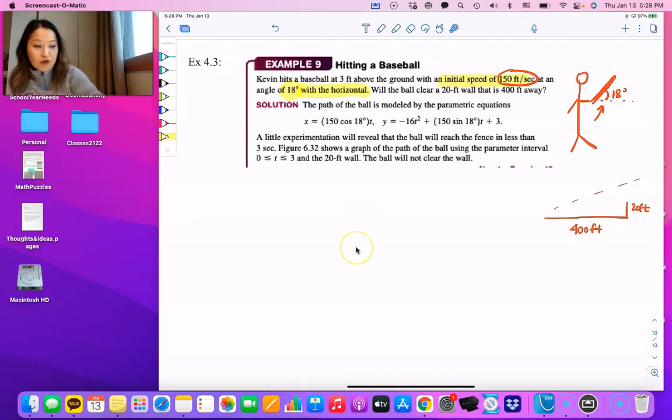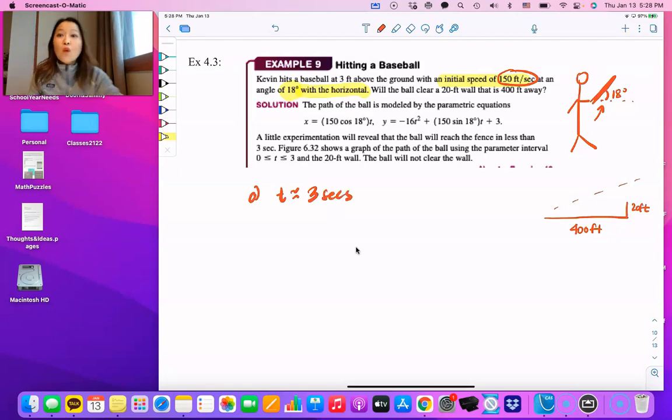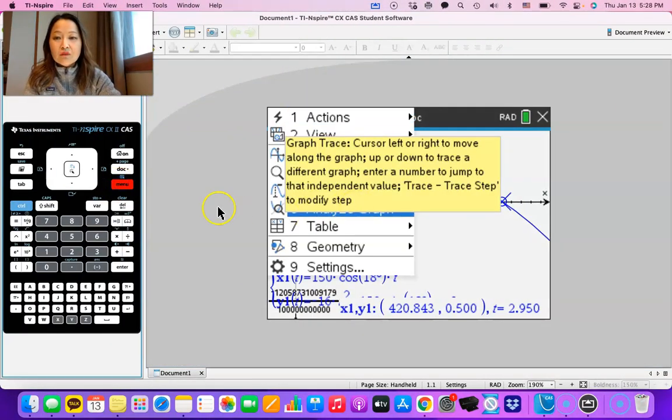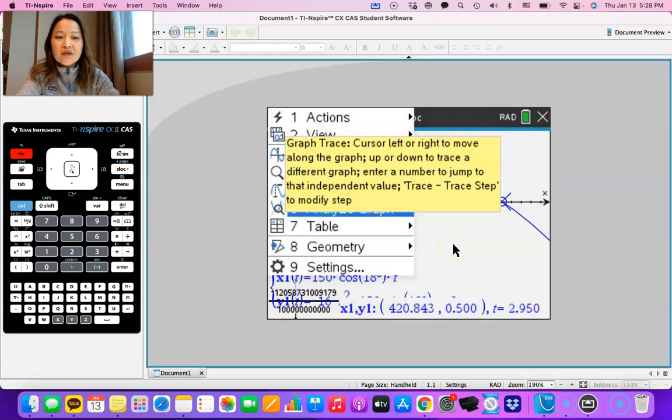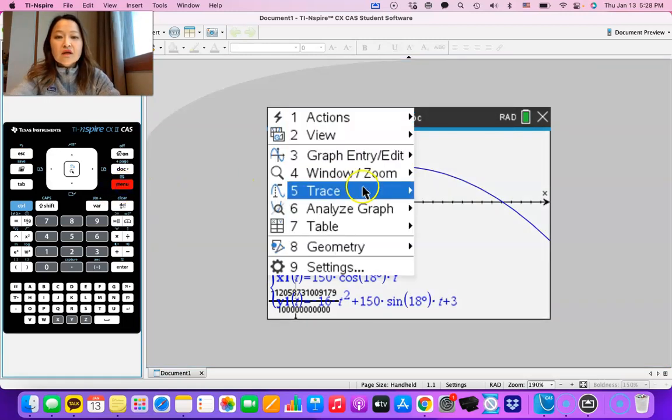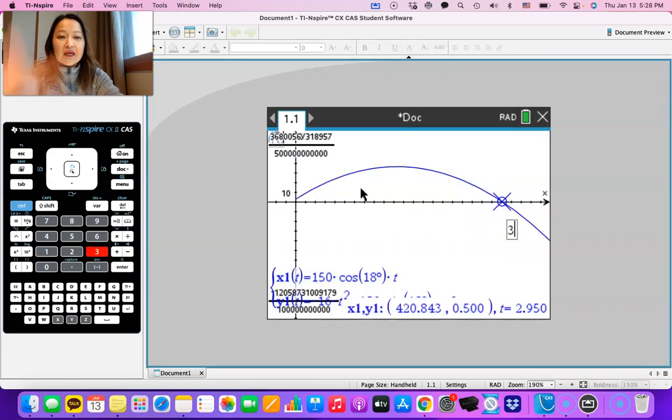So let's go back here. Where were we? About 3 seconds. Oh, you know what? We could find out exactly what it was at 3 seconds. At 3 seconds, look at the screen. I'm going to go to menu, trace, and I'm going to type in 3, enter.